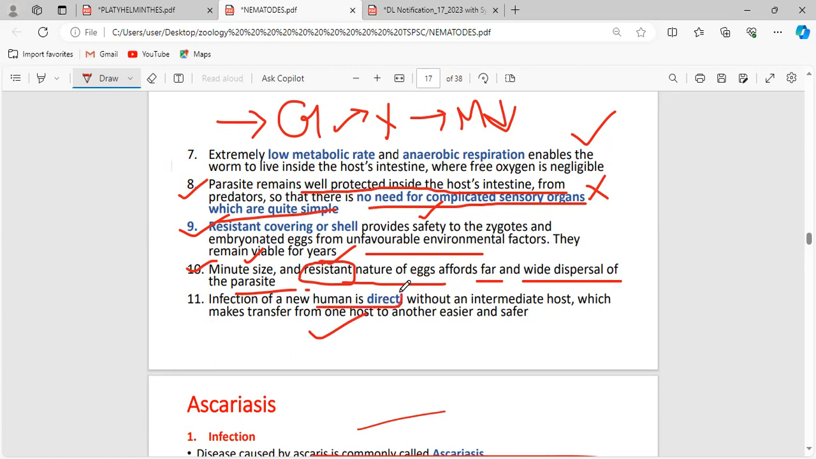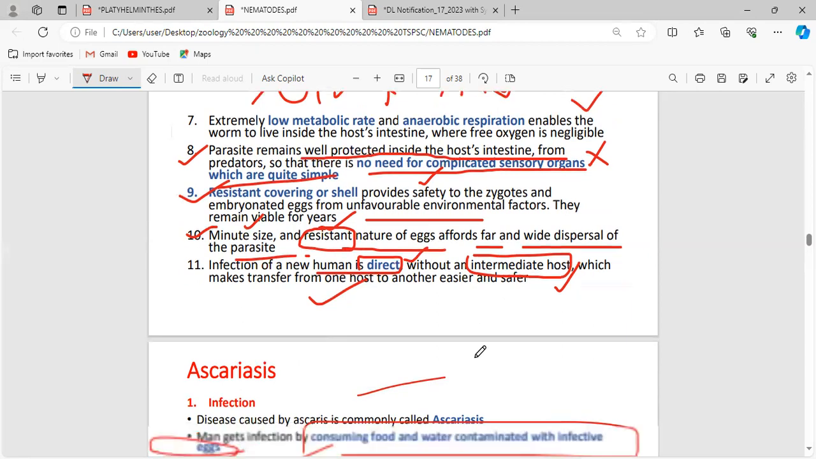Infection to a new human is direct. There is no intermediate host. So it is very favorable for those parasites, because they don't have to wait for an intermediate host to carry the eggs to the primary host. So it is very direct, and very fast for the parasites to enter the body of the host.